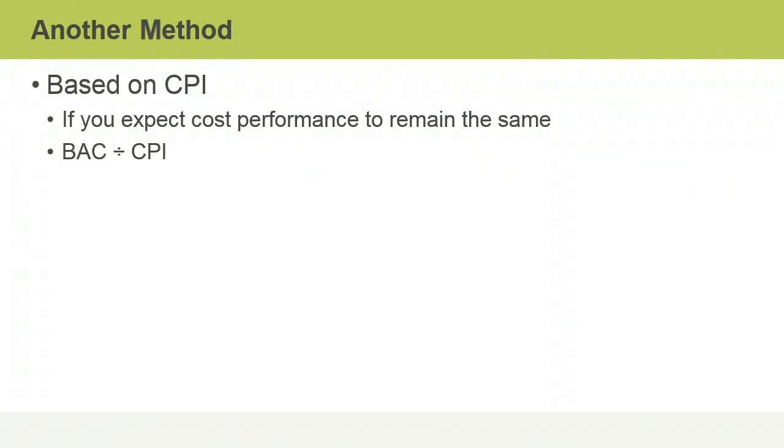There is another way to calculate the EAC. If you expect a project to continue having the same cost performance as it has shown to date, you can calculate the EAC based on its cumulative CPI, the average of the project's CPI values to date. To do this, you divide the project's BAC by its cumulative CPI. If project costs so far were exactly in line with the cost baseline, the CPI would be a value of 1, so the EAC is the same as the project's BAC.